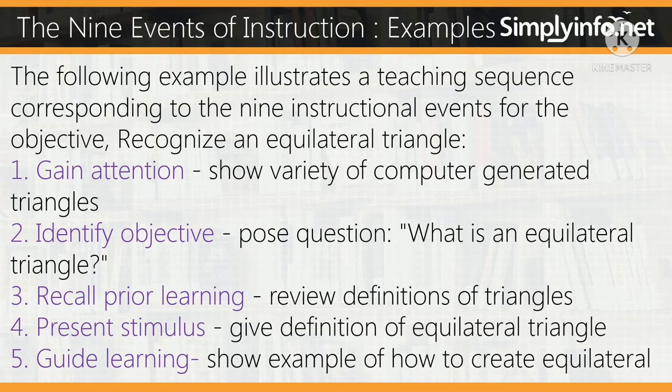The following example illustrates a teaching sequence corresponding to the 9 instructional events for the objective: recognize an equilateral triangle. Number 1, gain attention. Show a variety of computer-generated triangles. Number 2, identify objective. Pose the question: what is an equilateral triangle? Number 3, recall prior learning. Review definitions of triangles. Number 4, present stimulus. Give the definition of an equilateral triangle. Number 5, guide learning. Show an example of how to create an equilateral.